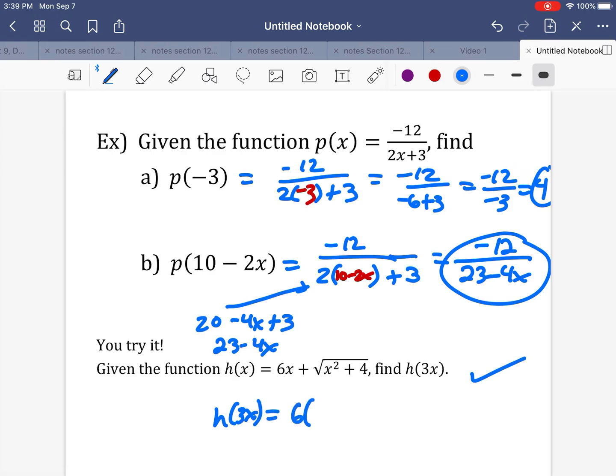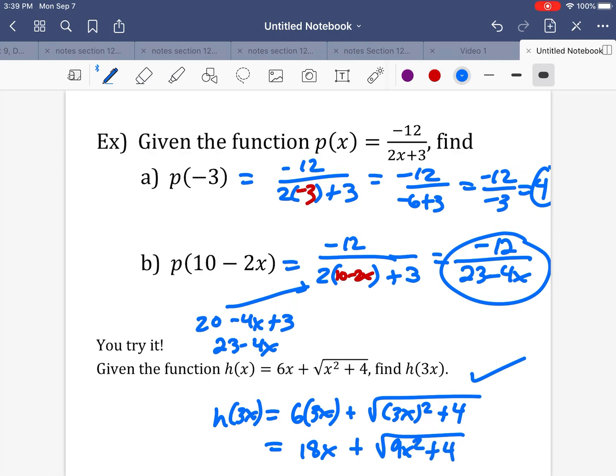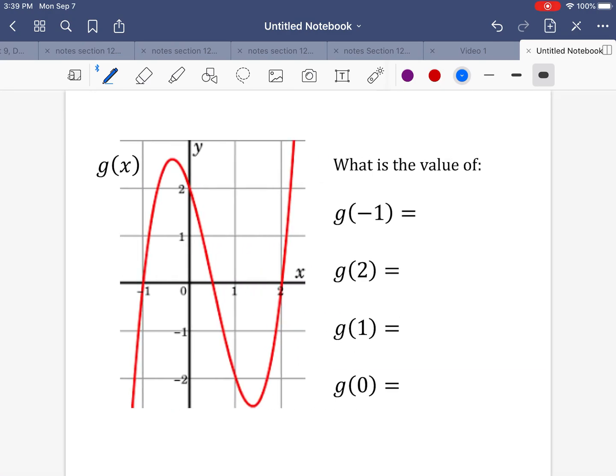All right, so hopefully what you did, h of 3x, looks like this. So 6, we're going to put a 3x here, plus the square root of 3x squared plus 4, and I'm going to have 18x plus the square root of, this turns into 9x squared, plus 4. And that's all I can do. I can't do the square root of these things. I just have to leave it since there's addition inside the square root. It's just locked into place. Unless you tell me an x to plug in, I can't do anything. So that is it.